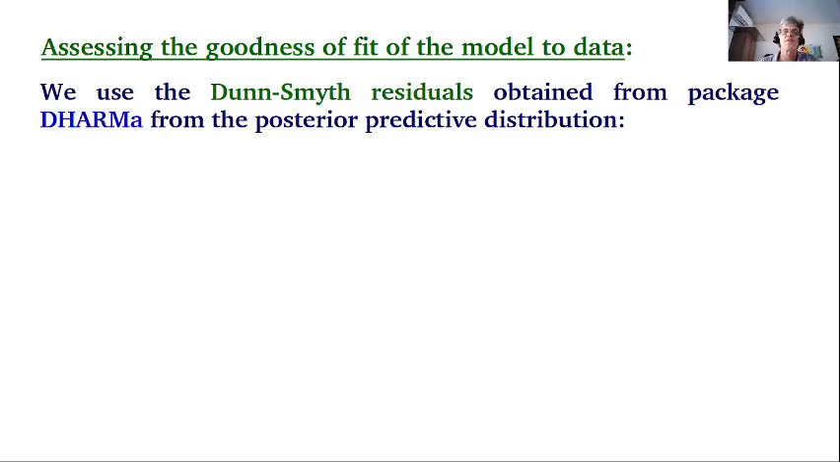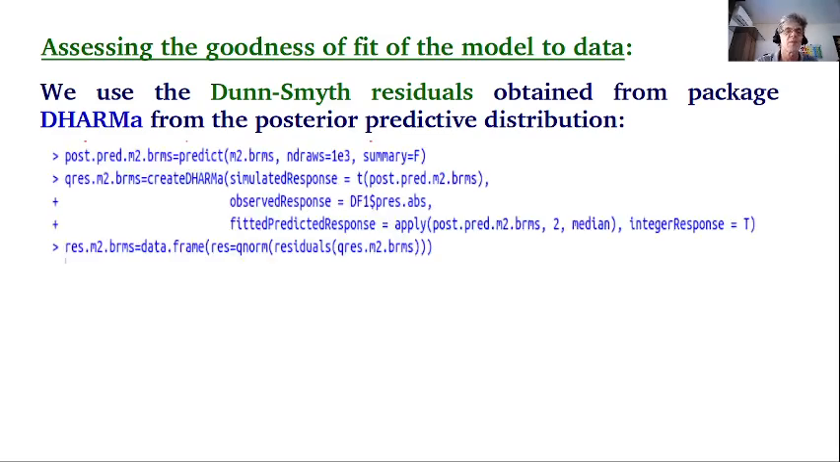In order to assess the goodness of fit of the model to the data, we use the Dunn-Smyth residuals that can be calculated with the package DHARMa based on the posterior predictive distribution. So here is the posterior predictive distribution obtained from the fitted model m2.brms, and with the command createDHARMa of the package DHARMa, we obtain the Dunn-Smyth residuals that are converted to a normal distribution. I again reiterate that these converted Dunn-Smyth residuals will only have a normal distribution if the model fits well to the data.